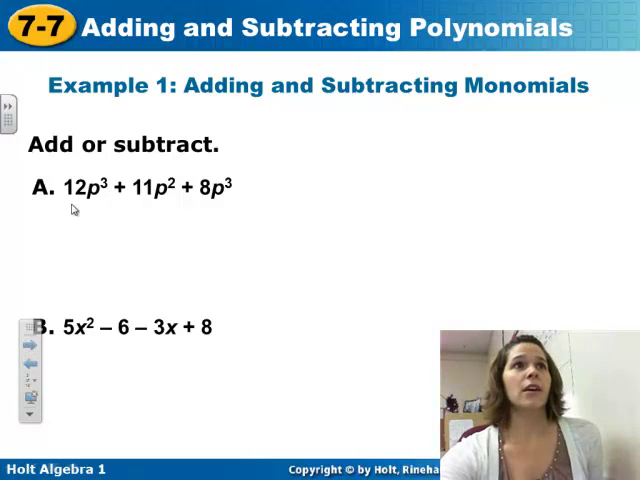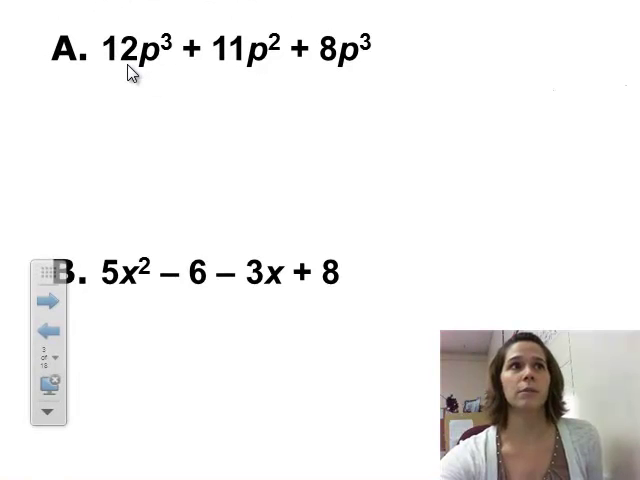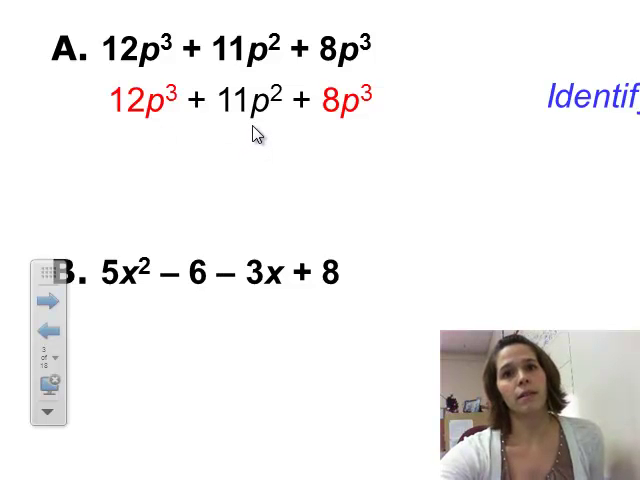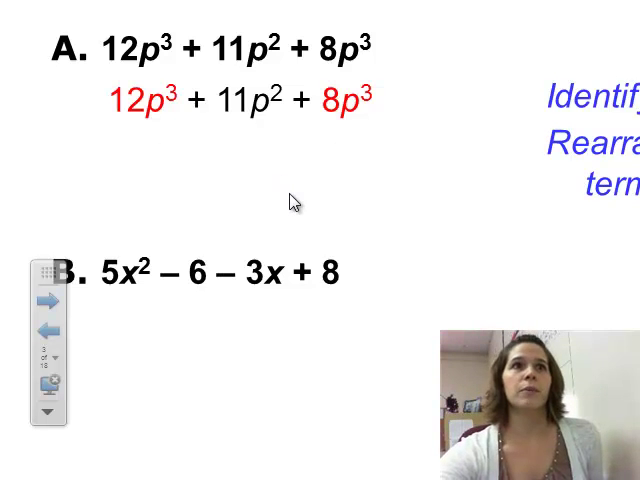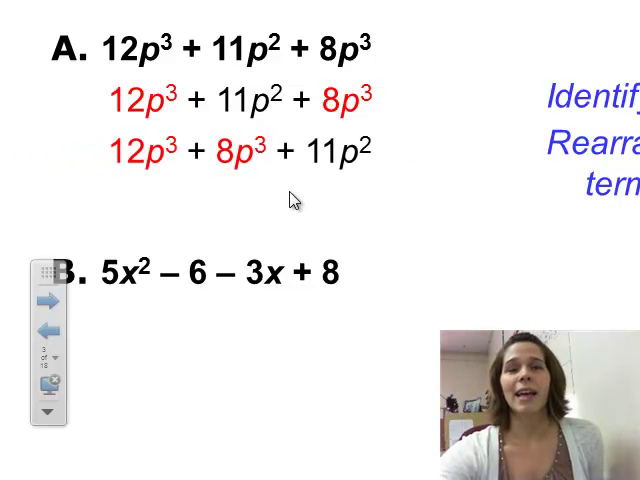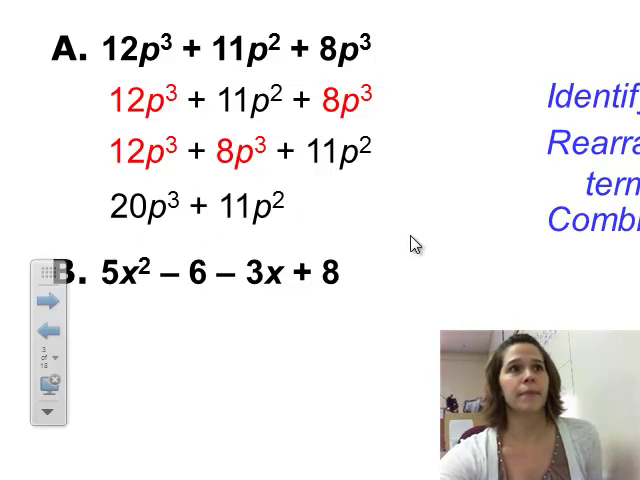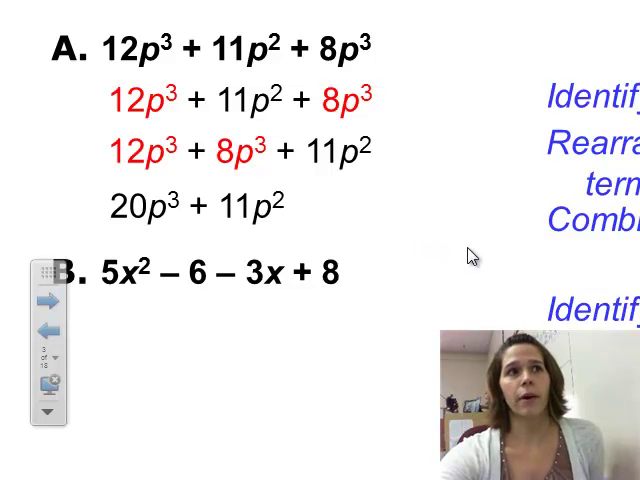We're going to add 12p to the third plus 11p squared plus 8p to the third. The like terms that I'm going to be looking for are the exponents on my variables. So my two like terms in this first expression are the 12p to the third and 8p to the third. I can't combine it with 11p squared. That's a different exponent. So I'm going to put my like terms together and then just add or subtract my coefficients according to the signs. So my final answer is 20p to the third plus 11p squared.